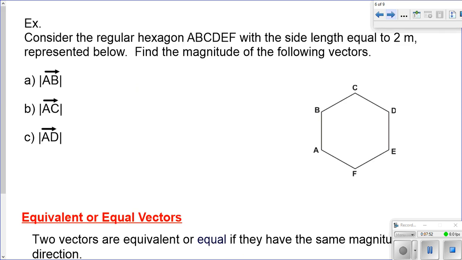Okay, let's take a look at some of these other ones. I'm just going to take a second to make exactly sure what I'm asked to find here. Calculate the magnitude of the following. Okay, so I've got a regular hexagon A, B, C, D, E, F all the way around, and each side length is 2. So I'm just going to label it and represent that they're all the same. So I want the vector AB. Well, AB is pretty straightforward. How about AC? AC would be this vector here.